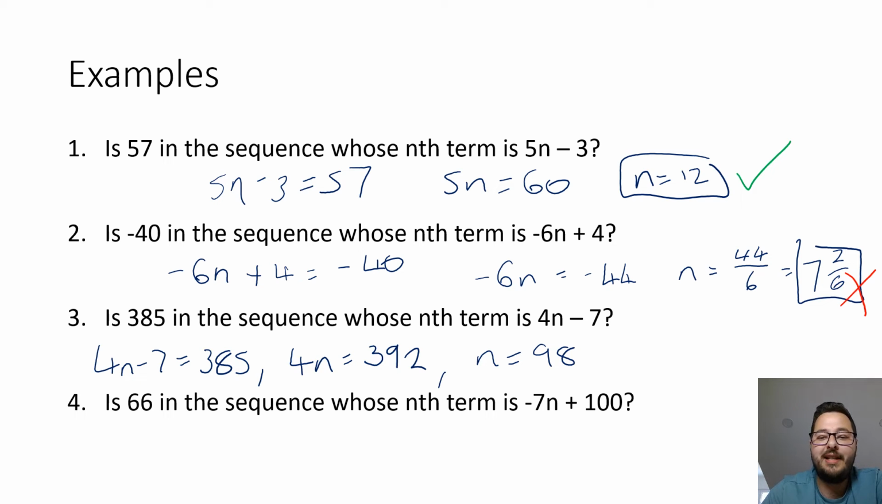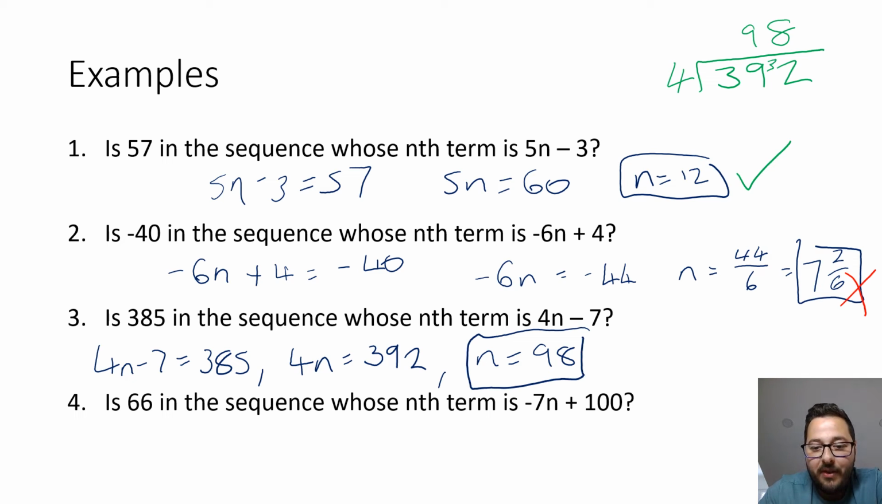So we could do, tell you what, let's do the bus stop method, shall we? So 4 into 392. How many 4s go into 3? None. How many 4s go into 39? Well, it's 9 remainder 3. And how many 4s go into 32? 8. Lovely. So n is 98. Great. And it's a whole number, so that is in the sequence.